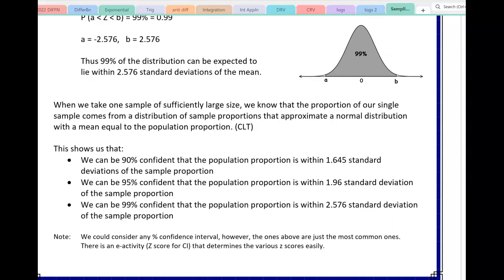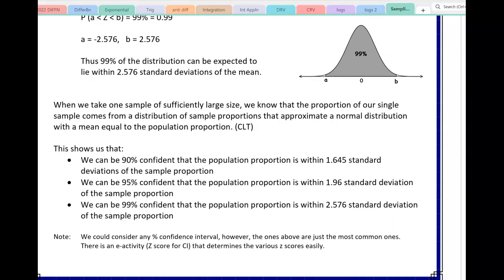So as you can see, as we increase the level of confidence, the number of standard deviations from that sample proportion increases, and that increases the interval width because we want to be more confident of capturing that population proportion. So they are the most common. However, we could do any. And there is an E-activity that tells us what the Z-score is for that particular level of confidence. I gave you those E-activities last time.